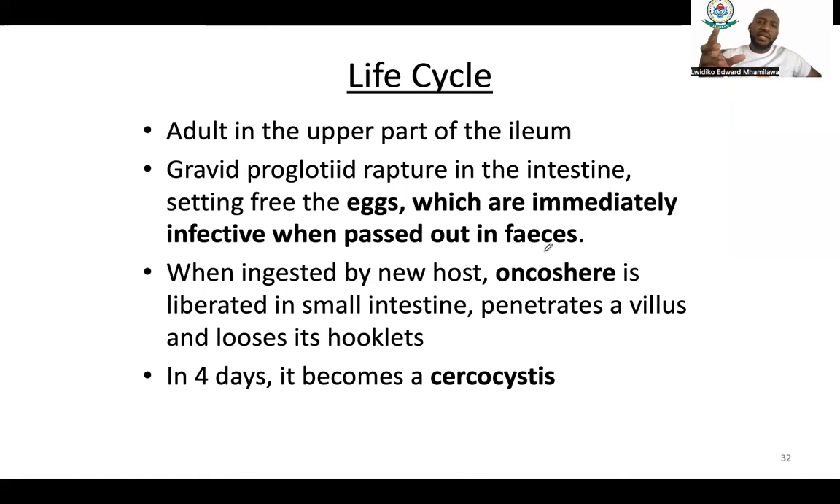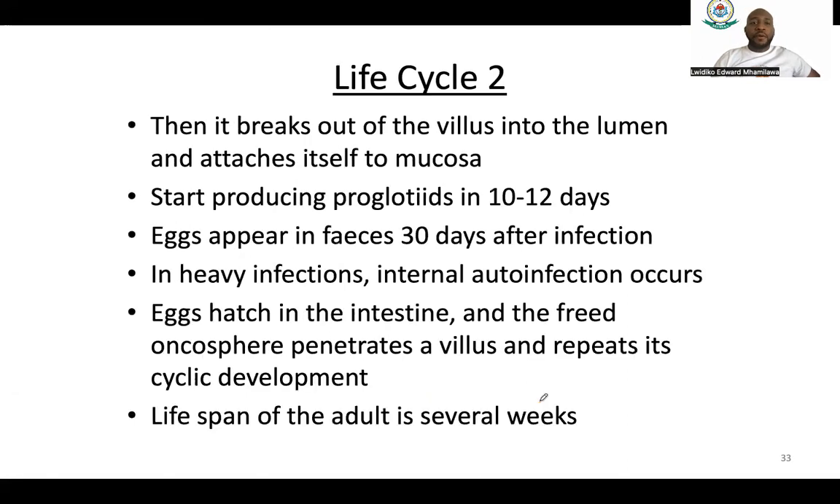in the upper part of the ileum after ingestion. The gravid proglottid will rupture in the intestines and free the eggs, which are immediately infective when they pass out in the feces. And then if a new host ingests it, the oncosphere is liberated into the small intestine and penetrates the villus, loses the hooklets, and then in 4 days it becomes the cysticercoid. Right. So this is a life cycle.